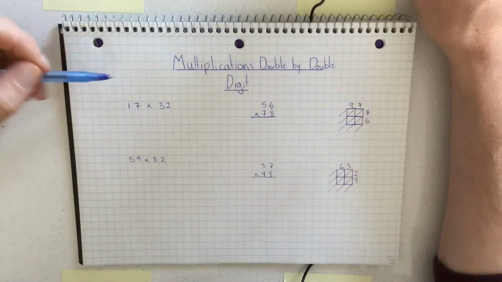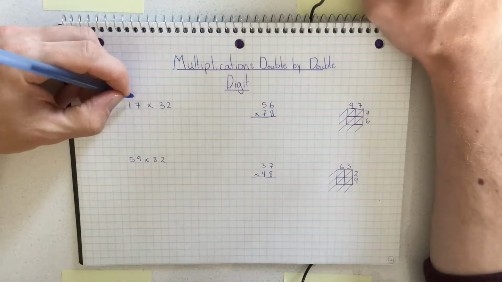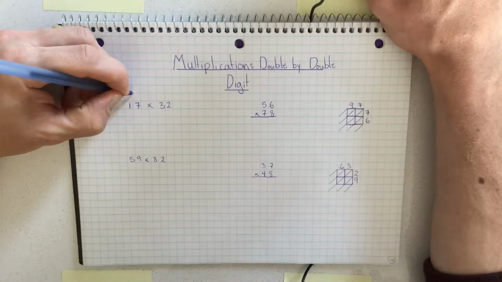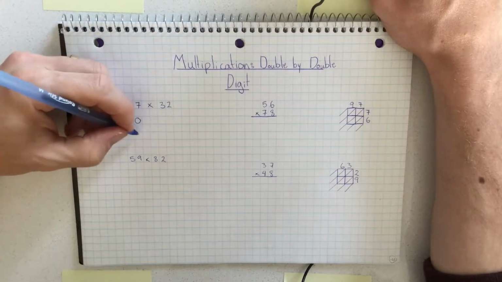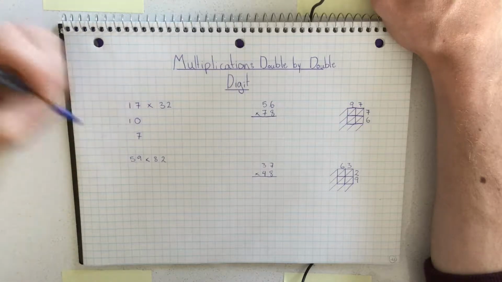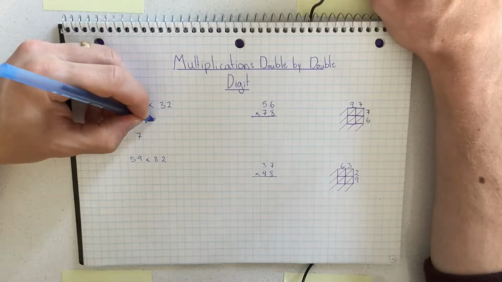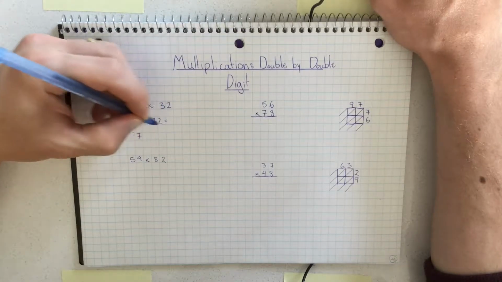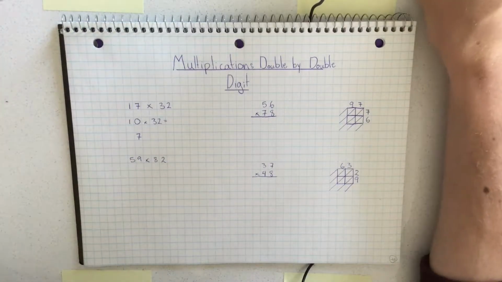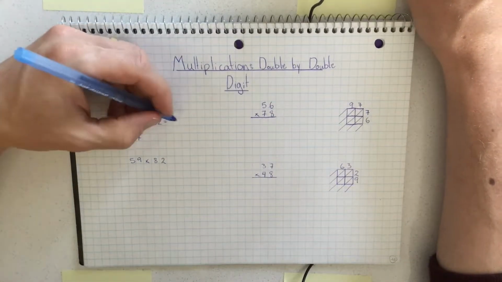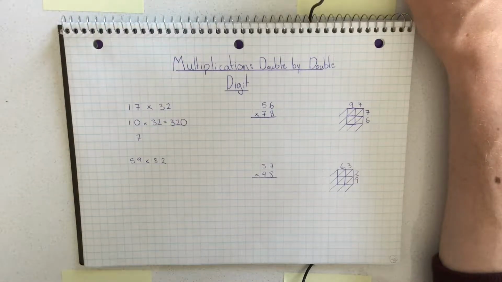So what we're going to do is pick a factor to break apart. I'm going to break apart 17 because it's smaller. I'm going to break it into 10 and 7. I know that 10 multiplied by 32, well, anything multiplied by 10 increases that other factor by a factor of 10. We add one place value, so I know that this quite easily is 320.